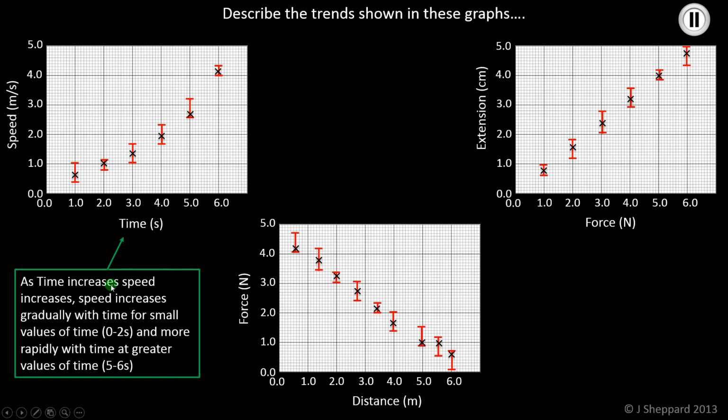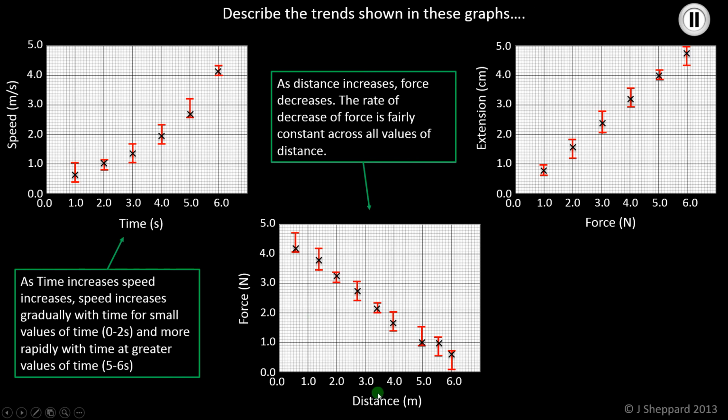For the second one, this time we've got distance as our independent variable and force as our dependent variable, and here, as distance increases, force decreases. It's certainly not an inverse proportion because we haven't got this halving going on. But we could comment, to give more detail, on the fact that the rate of decrease is fairly steady because it's a straight line. So the rate of decrease of force is fairly constant across all values of distance. That's what we get from our straight line relation here.